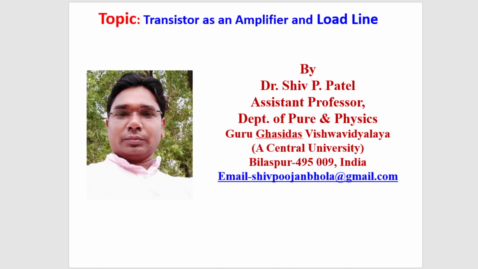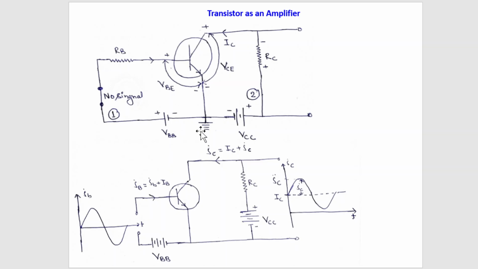So as I have discussed in my previous lecture, when no input AC signal is applied, only the DC bias supply and the associated current and voltage are there. And when we draw a straight line on the output characteristics of a transistor, on the x axis we take collector emitter voltage, on the y axis we take collector current. Then that straight line is called a DC load line.